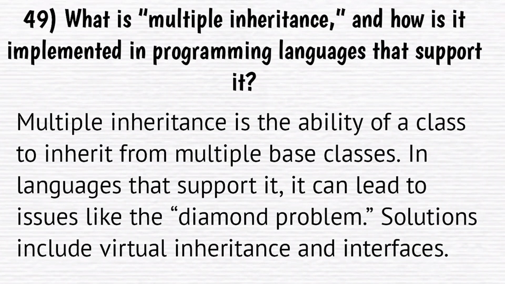What is multiple inheritance, and how is it implemented in programming languages that support it? Multiple inheritance is the ability of a class to inherit from multiple base classes. In languages that support it, it can lead to issues like the diamond problem. Solutions include virtual inheritance and interfaces.